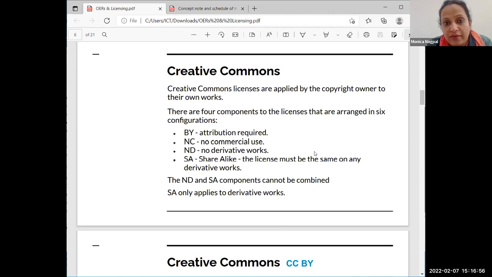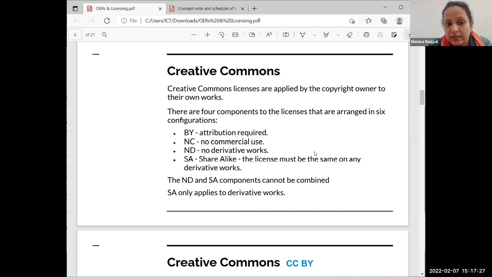ND, no derivative. That means the license is prohibiting you as a teacher from making any changes to it. You can use it, but you cannot make changes to it. The fourth is share alike. Share alike means I have a license on this. If you are using my image, then whatever product you are creating, you have to use the same license. So these are the four terms, and these four terms make basically six licenses.